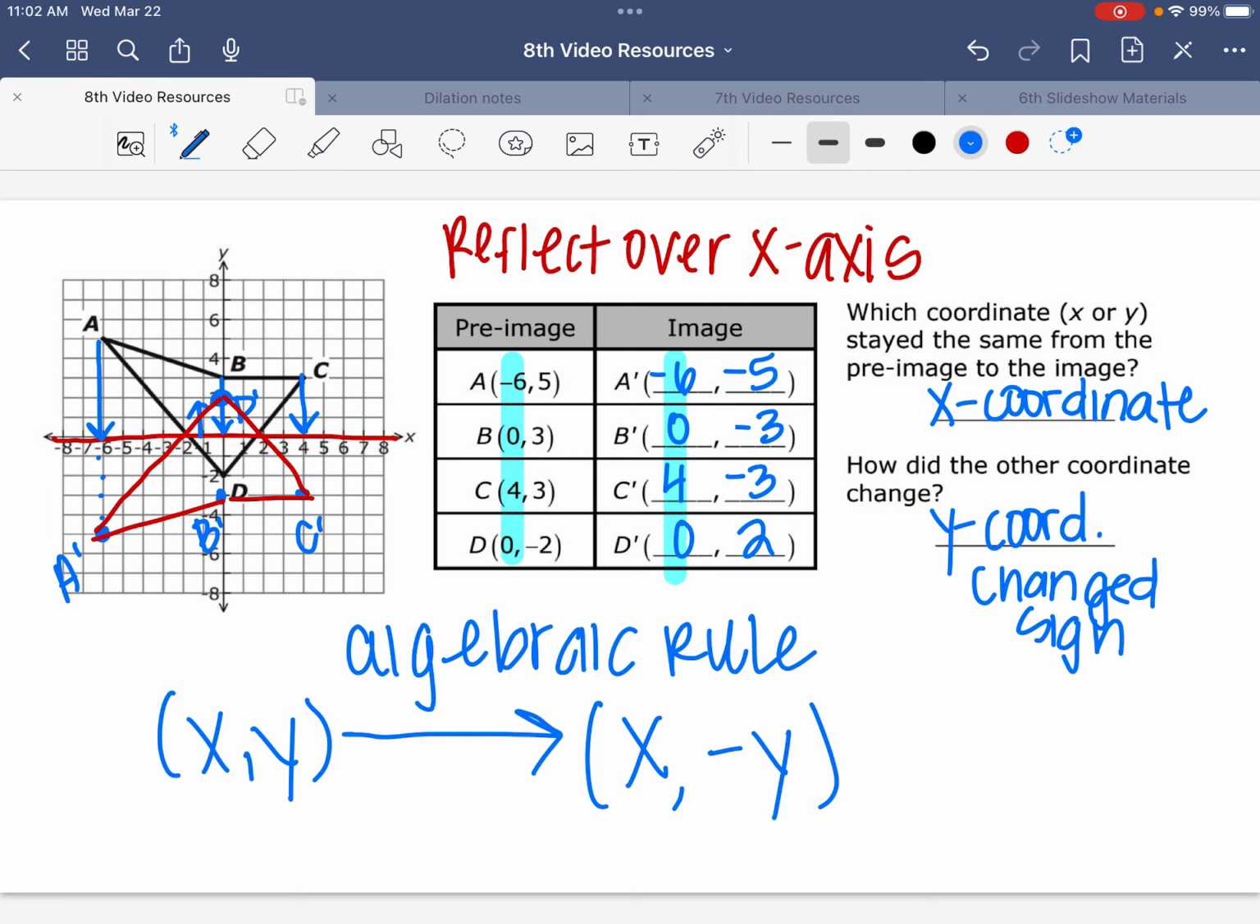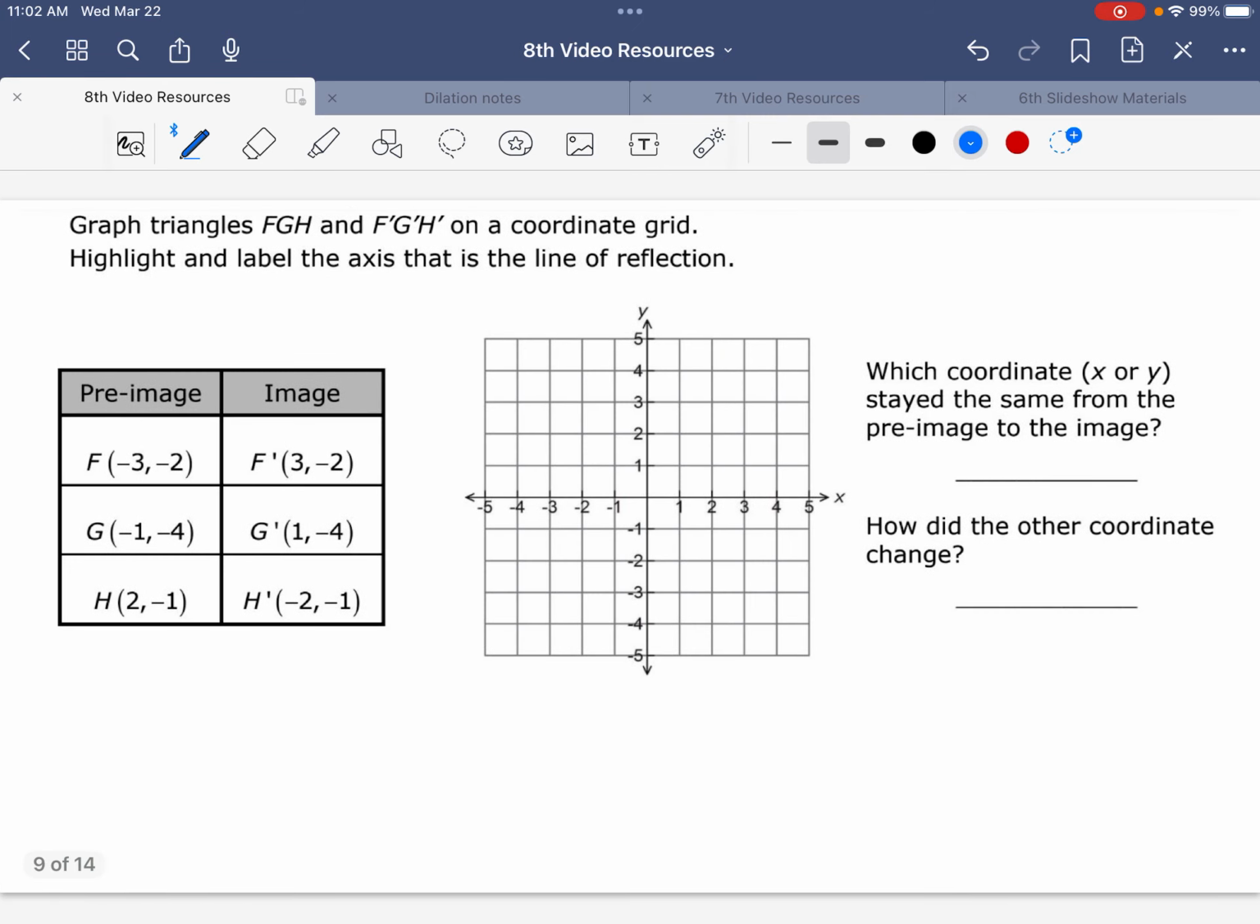Okay, and now we're going to take a look at one more. And so this one's a little different. In this case, we're given the coordinates for the pre-image and the image. And so I'm going to graph the pre-image in blue. So F is at -3, -2. G is at -1, -4. H is at 2, 1. Excuse me, 2, -1. So there we have our triangle.